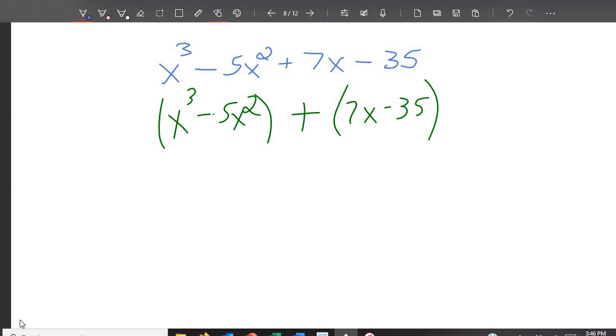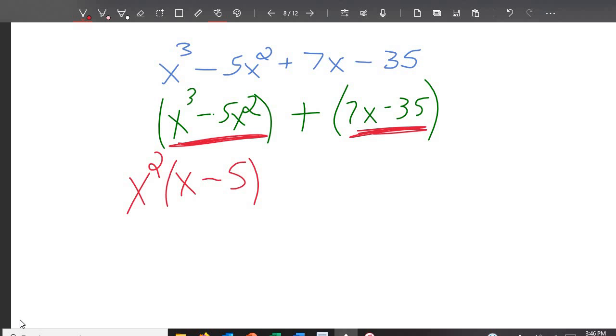Now, we look at this one, and we're going to factor out the GCF, which is going to be x squared. And take x squared away from everything, I'm left with this. This one, they're both divisible by 7, so we're going to factor out a 7. And we're left with x minus 5. Divide by 7, we'll get x minus 5.